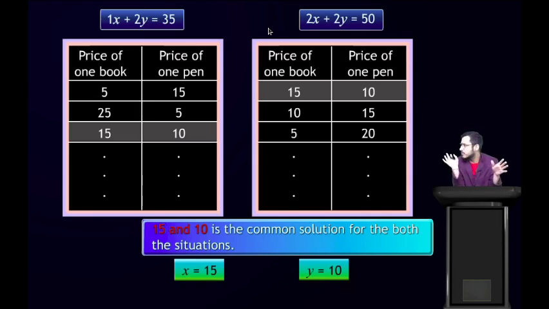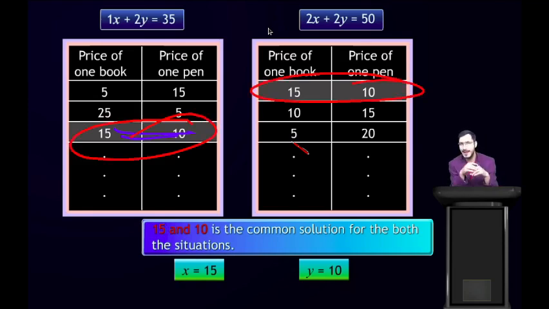You can see both situations here. The first situation is x plus 2y is equal to 35 and the second one is 2x plus 2y is equal to 50, and you can see the tables here. 15 and 10 is the common solution for both situations. When you observe both tables, you can see 15 and 10 in the first table and in the second table.